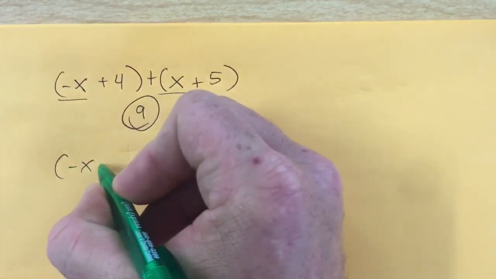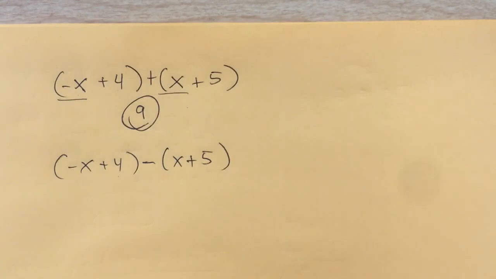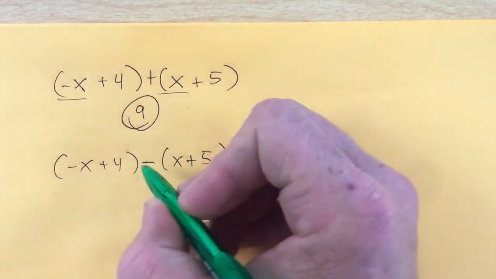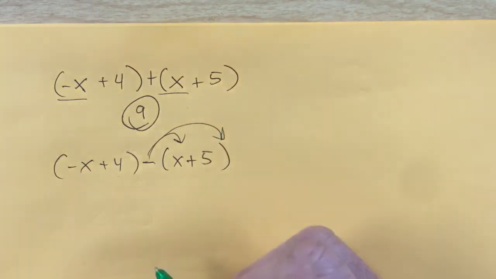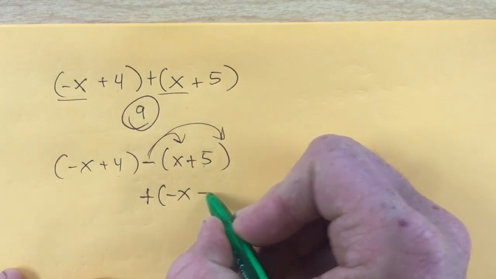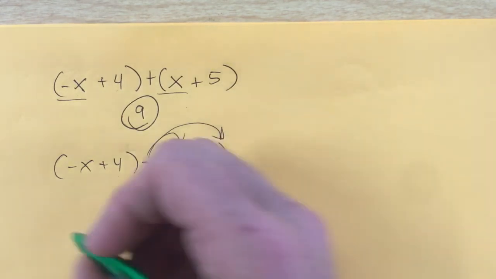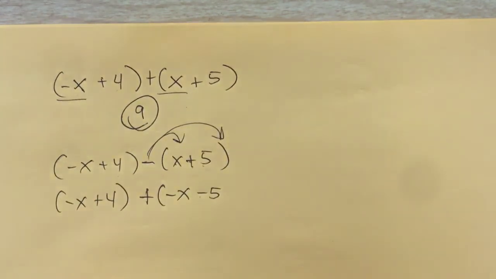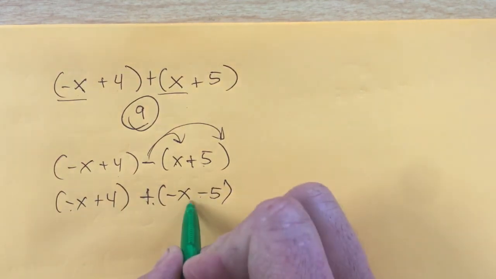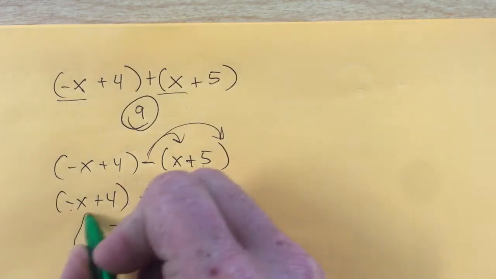Now let me write them again. This time I'm going to subtract them. When you subtract, like I just told you, we distribute that minus into this. I change this to add, and now this x becomes a negative x, and this positive 5 becomes a negative 5. Had this been a negative 5, it would turn into a positive 5. Now I add them. You always want to add. You don't ever want to do subtraction because that causes problems. So negative x plus negative x is negative 2x. And then 4 plus negative 5 is negative 1. And there's my answer.